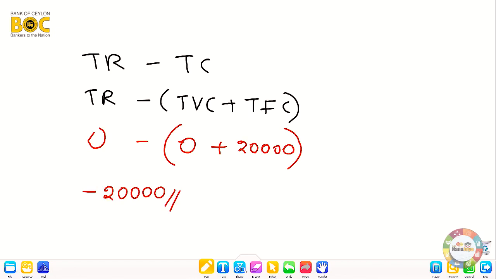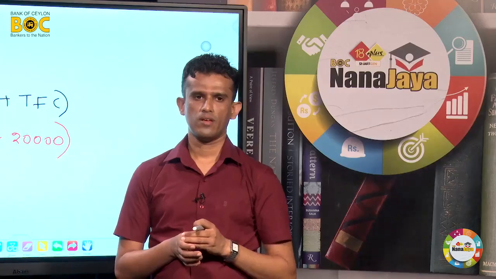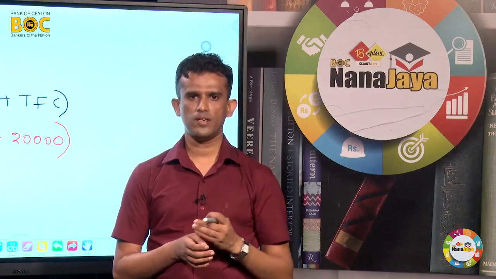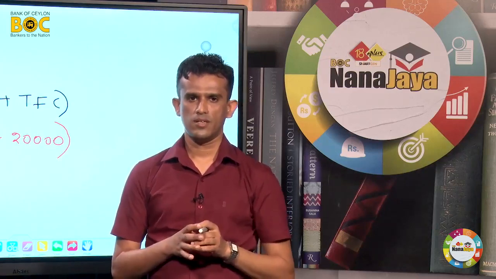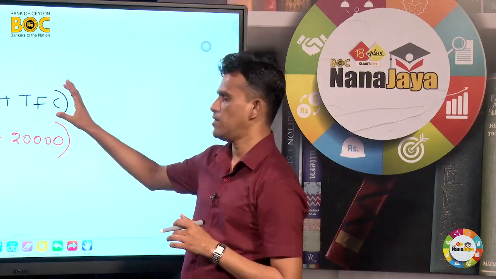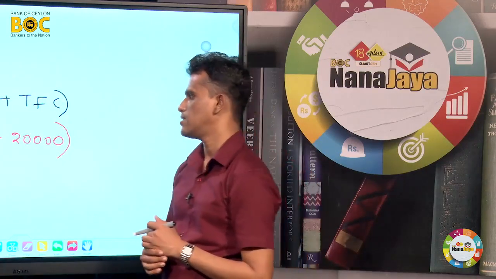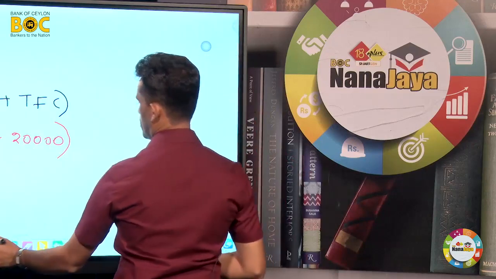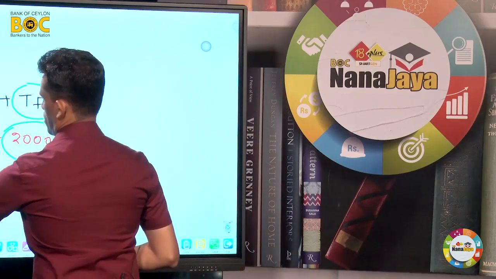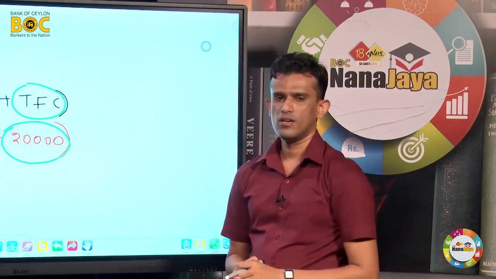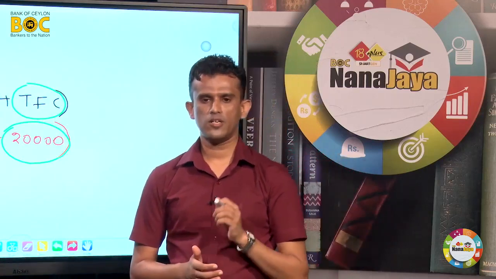So, when the level of output of a firm is 0, the total revenue is 0 and the total variable cost is 0, but the total fixed cost is incurred. Based on this explanation, you will realize that the firm will incur a loss which is equivalent to the fixed cost of the firm.